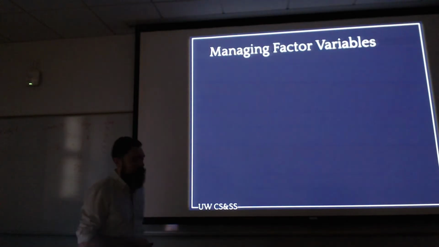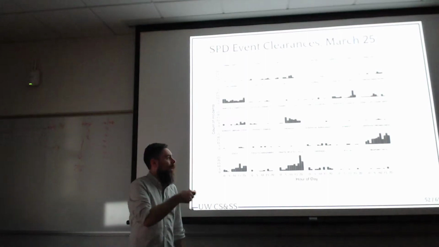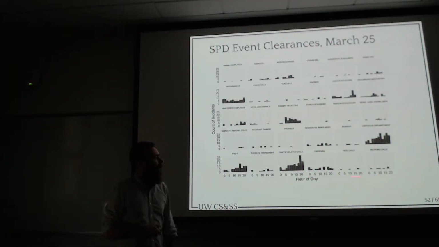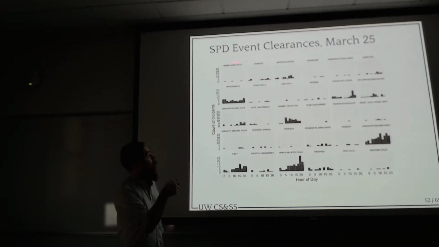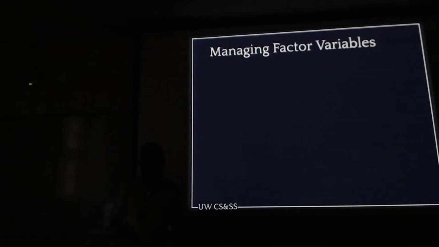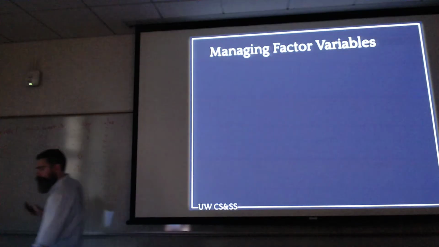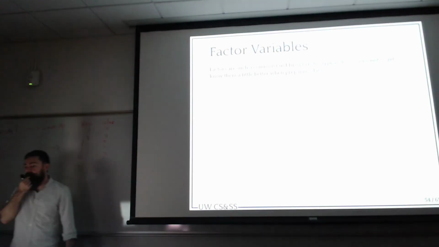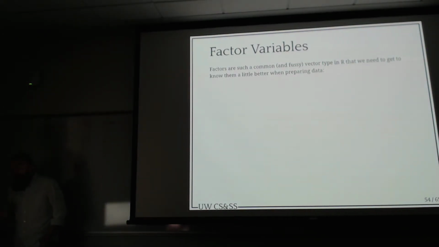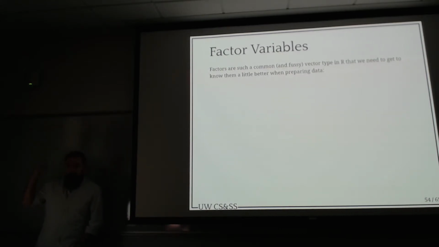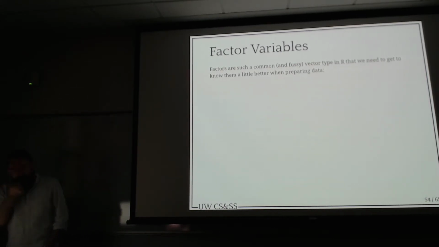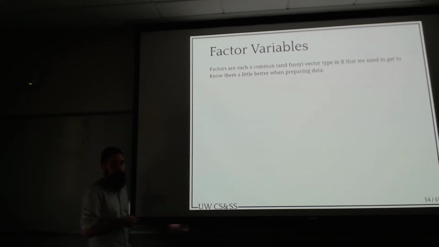Okay, so we might want these data arranged in some other way. Perhaps we only care about the more common things, the ones that have lots of observations, so we want them first. To do that, we've got to play with factor variables. Factors are a very common data type in R, and they're also really particular about what you do with them. So we need to know them a little bit better if we want to work with our data, especially if we want to plot data.